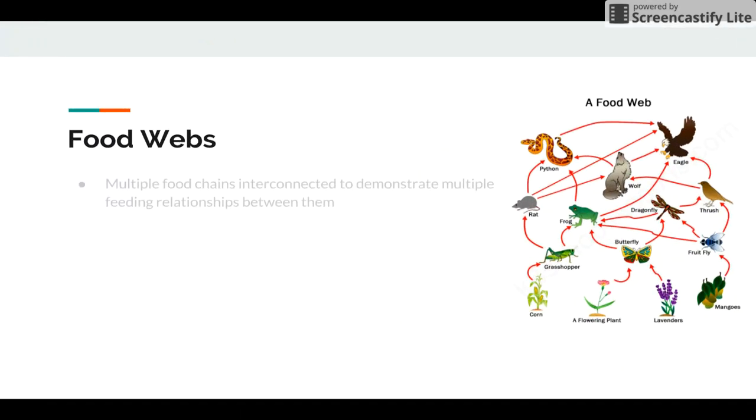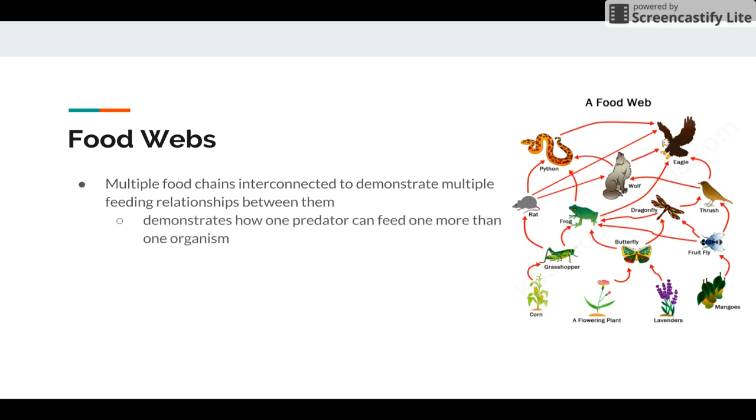Food webs. Multiple food chains interconnected to demonstrate multiple feeding relationships between them. They demonstrate how one predator can feed on more than one organism. They help to visualize competition between species for food in an ecosystem.